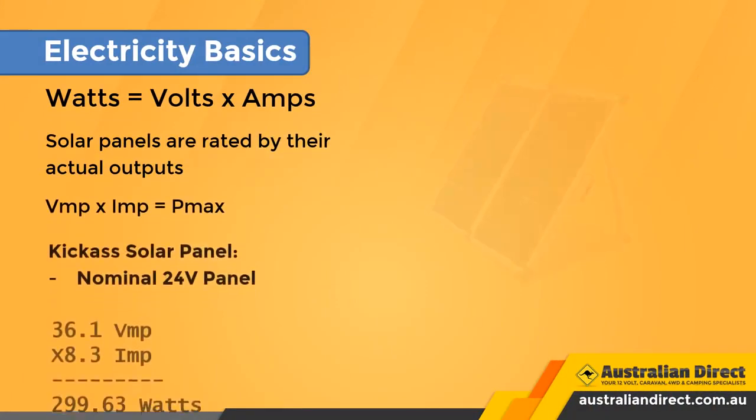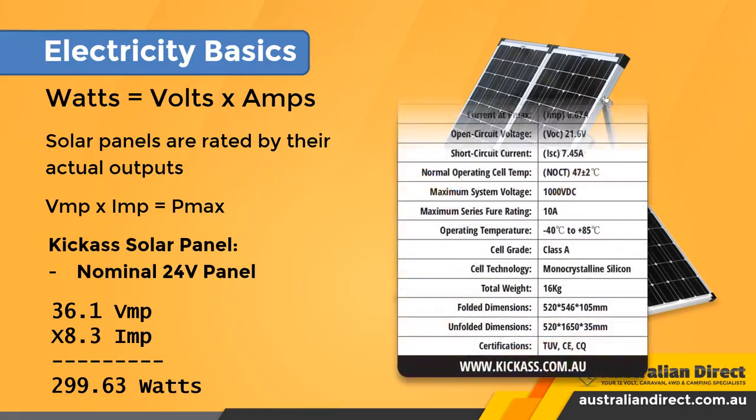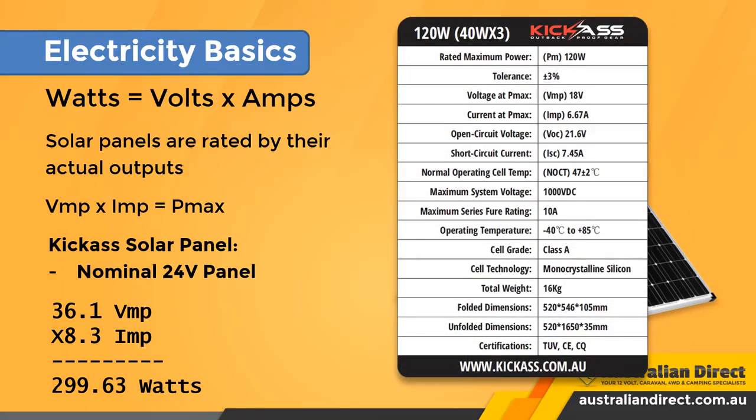Before I go further, I want to go over a quick reminder of power calculations. Solar panels are rated by their actual output when connected to a load. For instance, a generic 300 watt 24 volt nominal panel has an actual output of 36.1 volts VMP and 8.3 amps IMP. When you multiply them together, you get the rated watts, 299.63 watts, or round it up to 300 watts. You can see the specs on the solar module's back or in its datasheet.